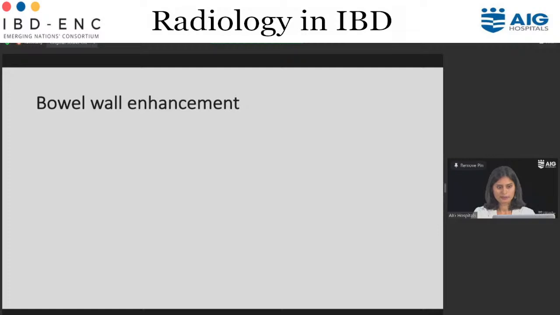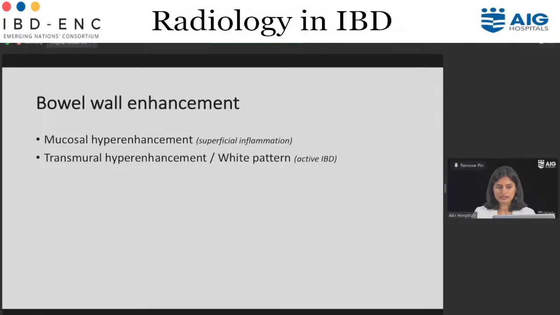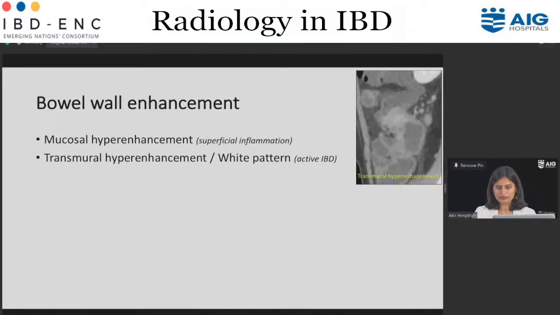And when you see bowel wall enhancement, it can be just mucosal, which means there's superficial inflammation in the mucosa, like in this image. It can be transmural enhancement, which means the entire bowel wall is enhancing to more or less a uniform degree, and that's called the white pattern, like in this case. So the entire thickness of the thickened bowel wall is enhancing to an almost similar degree. Or they can be a gray pattern.